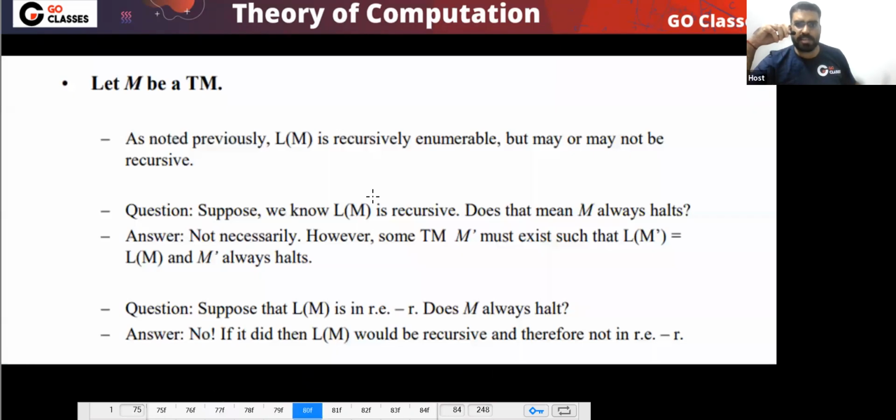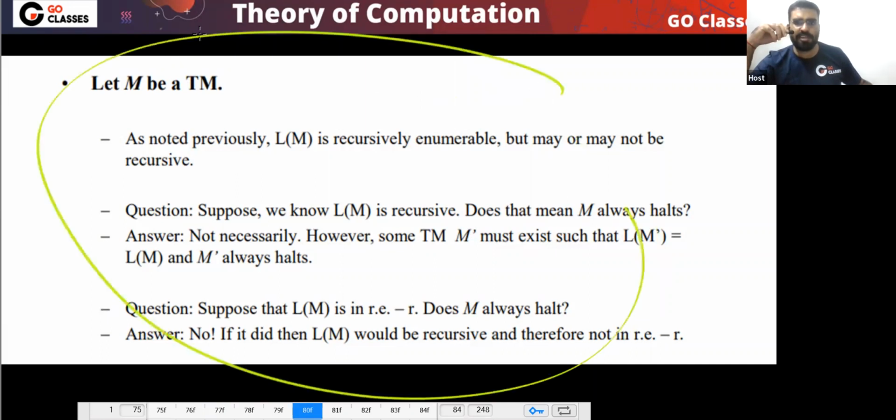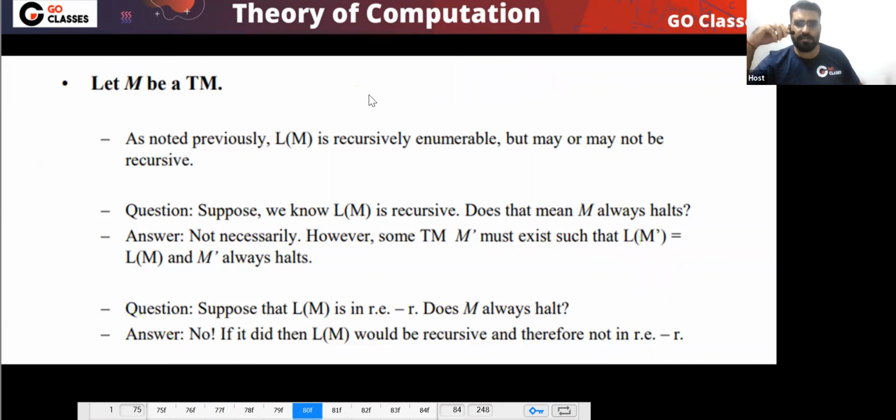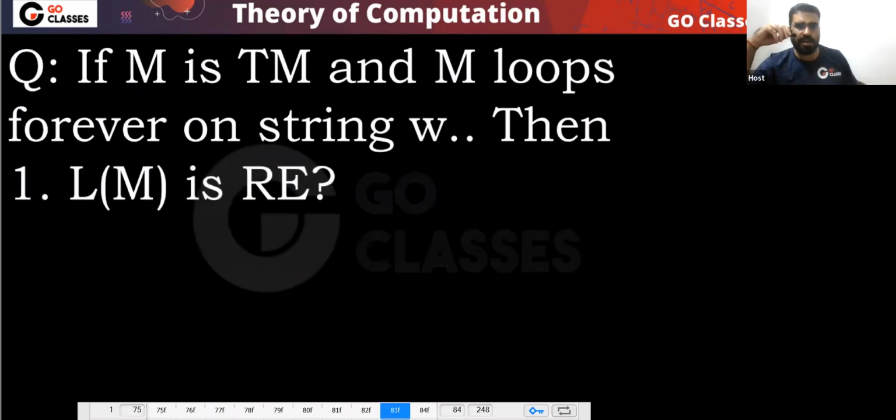Okay, so again these are the same question, you can notice. One by one, all these questions I have taken from this standard resource. Now tell me about this one. M is a Turing machine, and M loops forever on a particular string W.